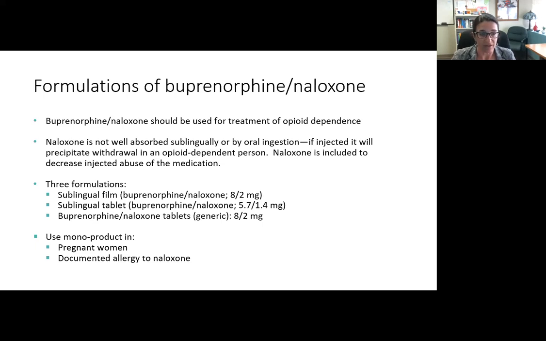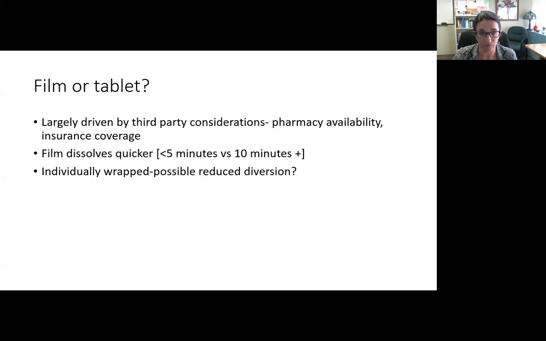And you can see there again the 3 formulations and the use of the mono product in pregnancy, really, and if there's a documented allergy. And I will just emphasize allergy because oftentimes people may say they're allergic, and when you go into that a little bit more, it's usually more that they may have had some precipitated withdrawal when starting buprenorphine in the past, and that a combo product may still be something to try again. But we need to distinguish that from true allergy.